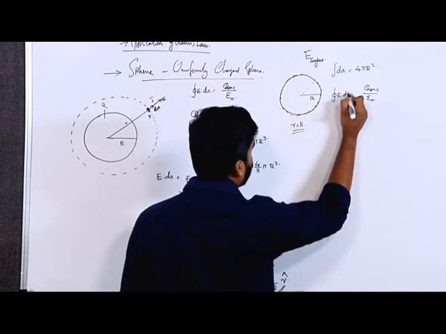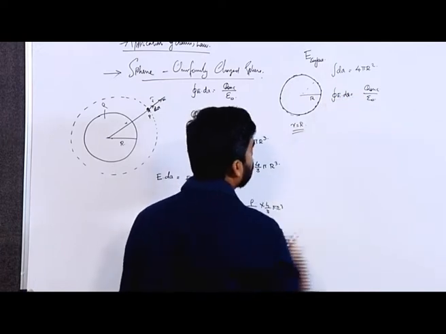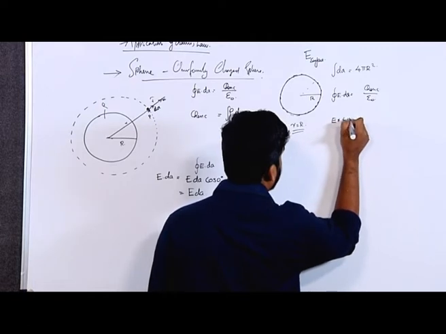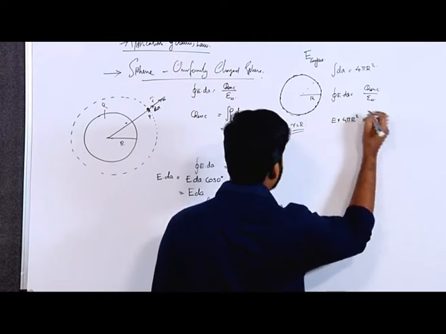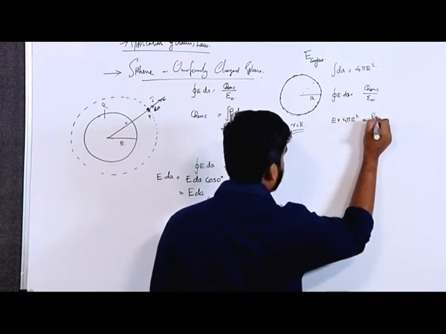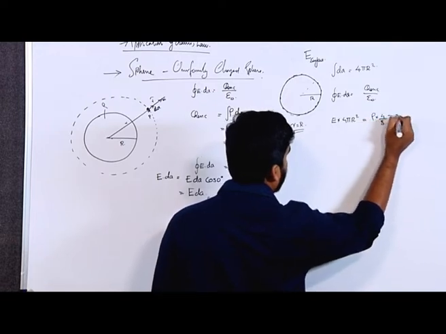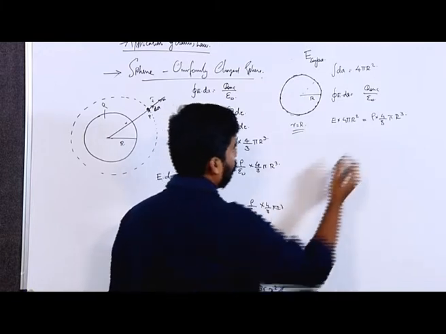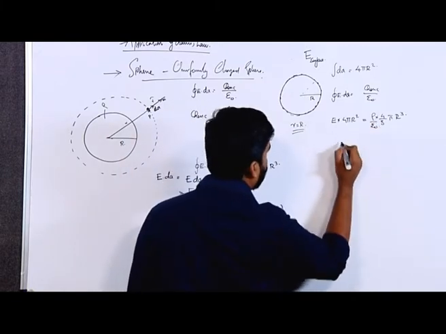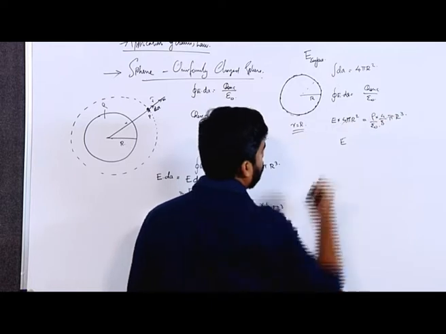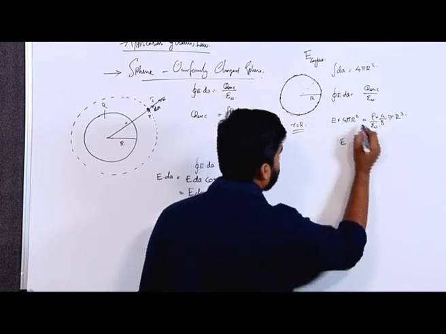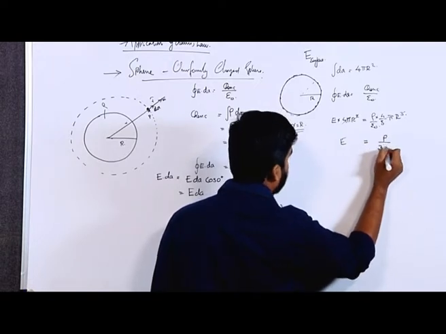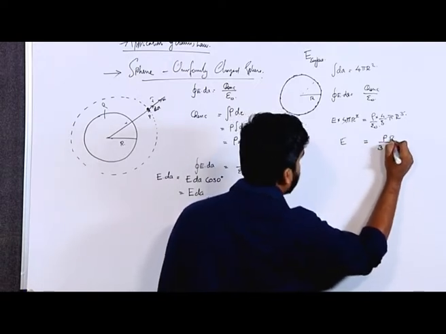So closed integral E dot dA is equal to q enclosed by epsilon 0. So E into 4 pi r square is equal to q enclosed, rho into 4 by 3 pi R cube. So we will get the equation as rho by epsilon 0. I forgot to put that epsilon 0, which is equal to, 4 pi and 4 pi will go, r square and r will go, which is equal to rho R by 3 epsilon 0.